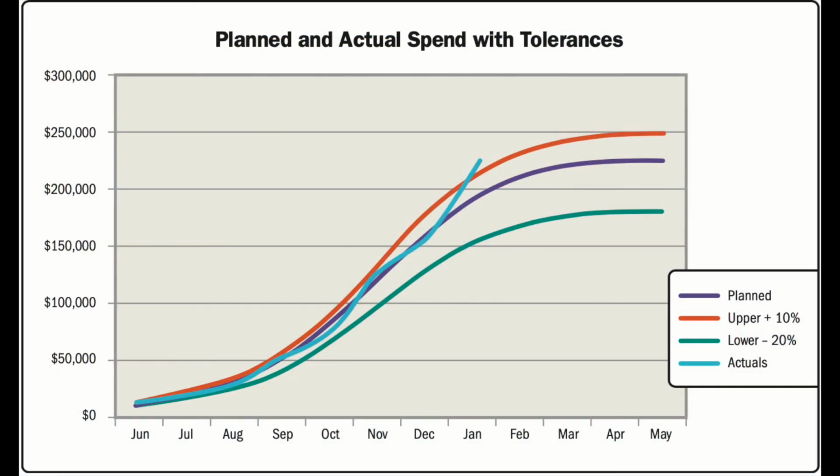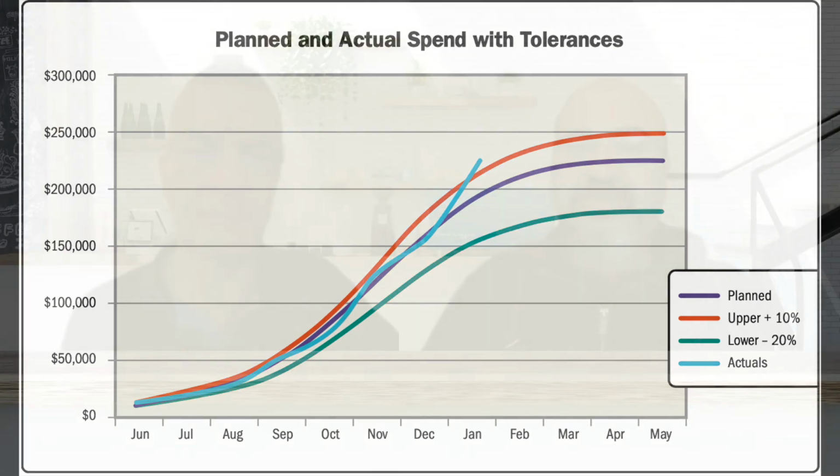The figure on the screen shows an example of a budget threshold set at +10% orange and -20% green of the predicted spend rate. The blue line is tracking the actual spend, and in January it exceeded the +10% upper tolerance that will trigger the exception plan.